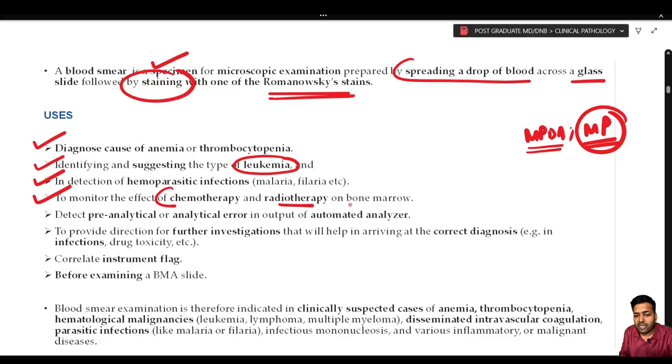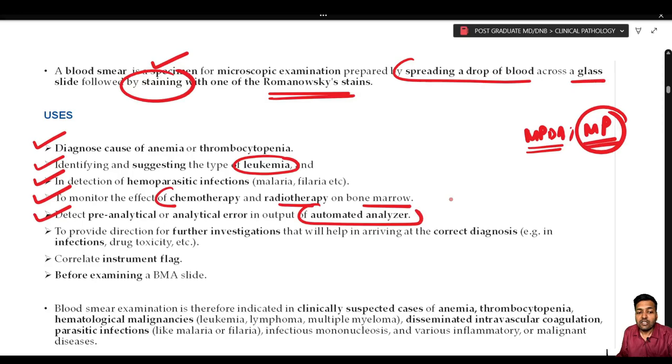Then to detect pre-analytical or analytical error in the output of automated analyzer. What is very important over here is, suppose, whether your machine is working nicely or not, for example, you are having a 3-part or a 5-part analyzer, so they are going to carry out quality control on that, they are going to run certain controls like low control, high control, or whatever they are going to run. So whatever finding you are getting in the automated analyzer, whether that is matching completely with what you are examining under the microscope in the slide. That is very important.